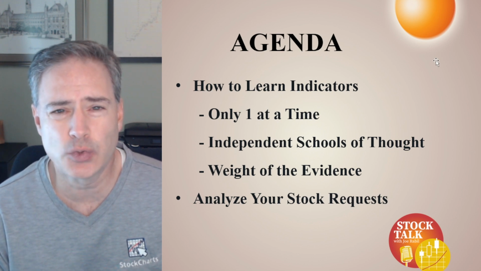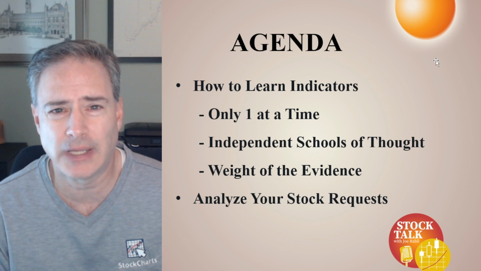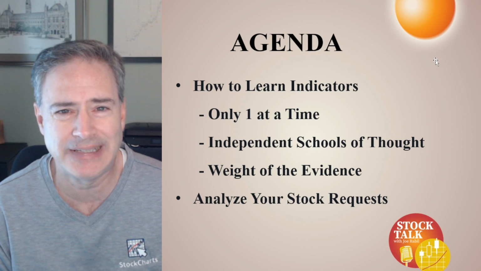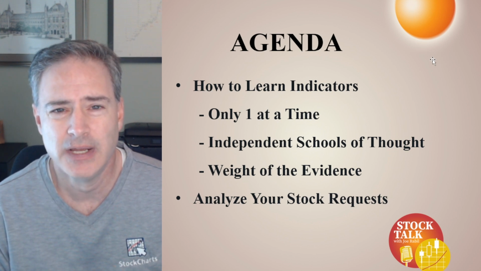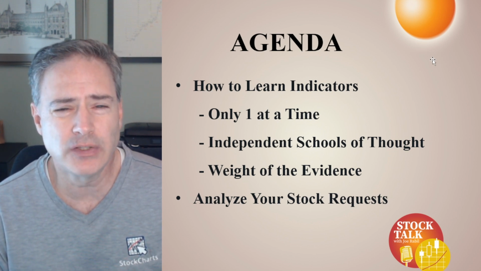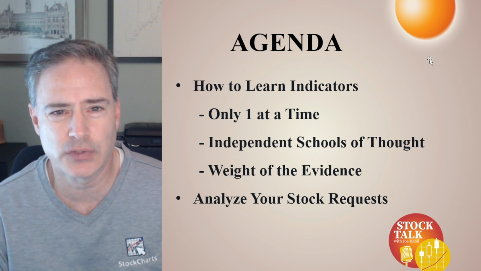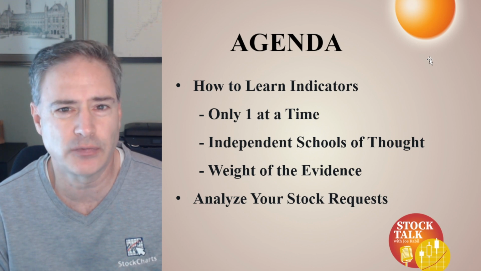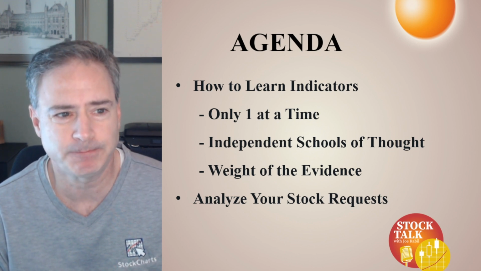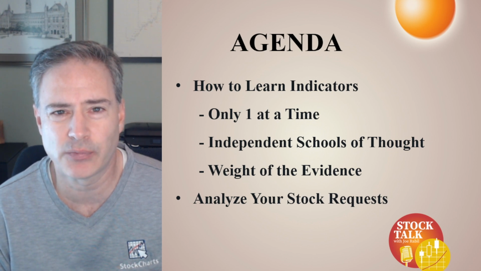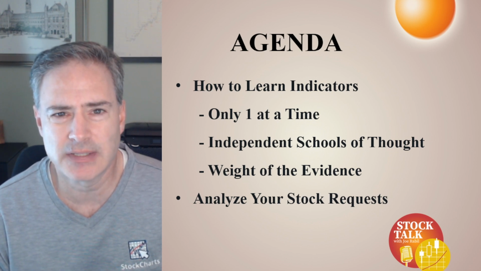You need to treat each one like an independent school of thought. If I use the same moving averages as I do in the MACD, then I'm basically looking at the same indicator. What I want to do is build a weight of the evidence. If I can get three different schools of thought all in agreement, I start to feel a lot more confident in what I'm seeing. Once I'm done with that, we'll go through the stock requests that came through. So let's get into this lesson now.